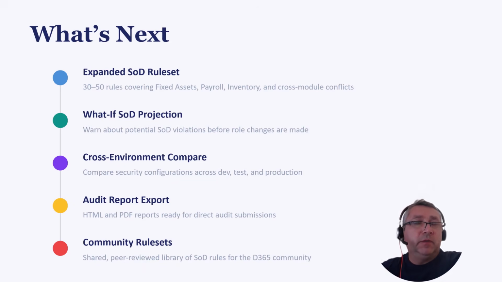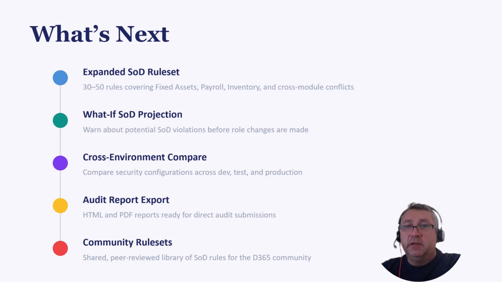Now to wrap up this quick demo, let's look at what we have seen today. What we have seen today is basically the initial foundation beta version of the tool, right? And it can be extended with a number of other features. What can be coming next is, first of all, of course, the SOD rule set needs to be extended, right? There are also a number of other features that we can implement in future releases, like what-if SOD projection. So for example, before you assign a role, check whether it would create a segregation of duty conflict.